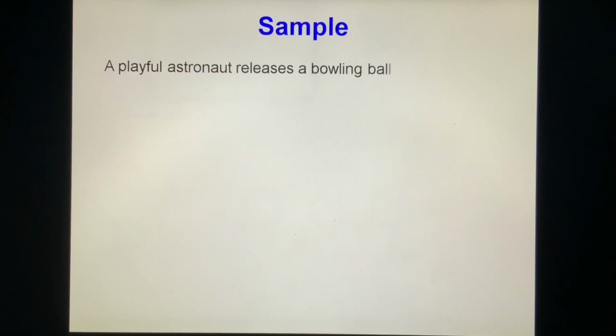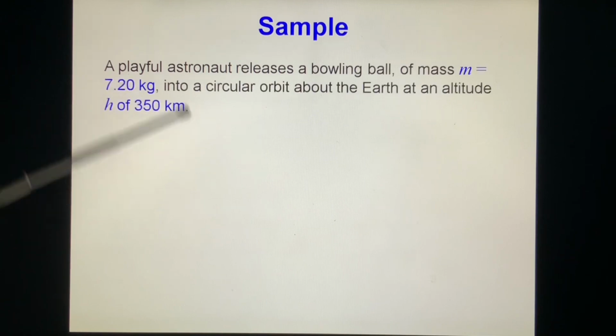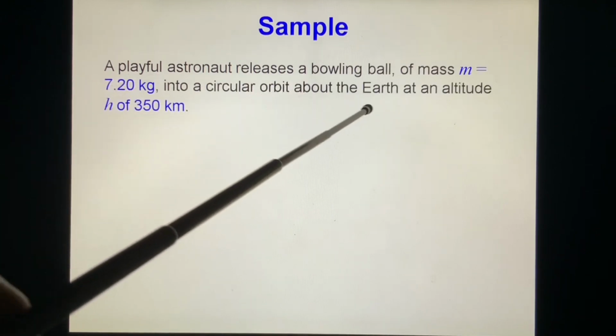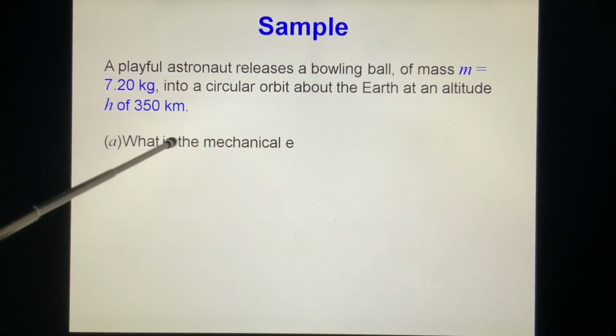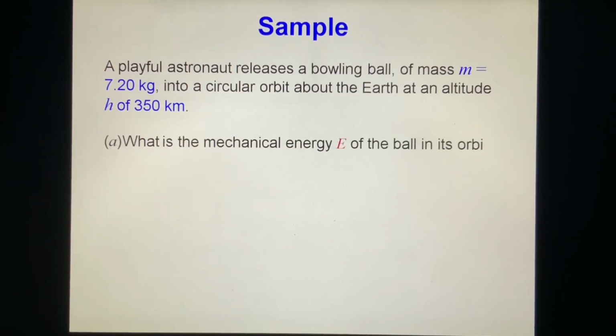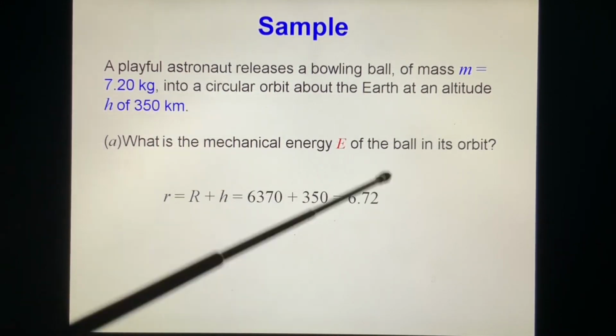Sample. A playful astronomer launches a bowling ball of mass m equal to 7.20 kilograms into a circular orbit about the Earth at an altitude h of 350 kilometers. This is the altitude. A. What is the mechanical energy E of the ball in this orbit? So the mechanical energy includes two parts, okay? Potential energy and kinetic energy, all right?